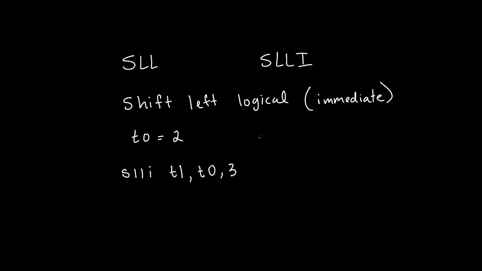But note, if it's a negative number, the concept works the exact same. So let's say we have 2 inside of our register T0, and in binary it would look something like this. This is 2. Now, we want to multiply by 3. So what we're looking to get is 2 times 3, which would be equal to 6.